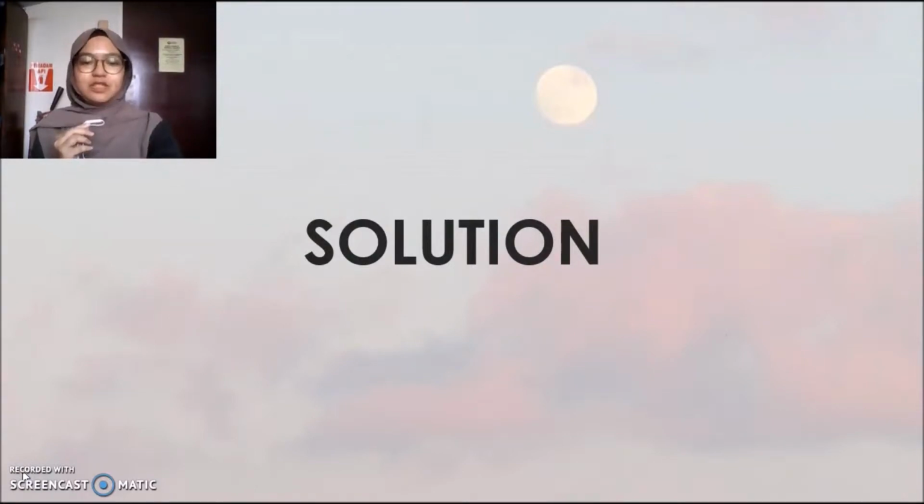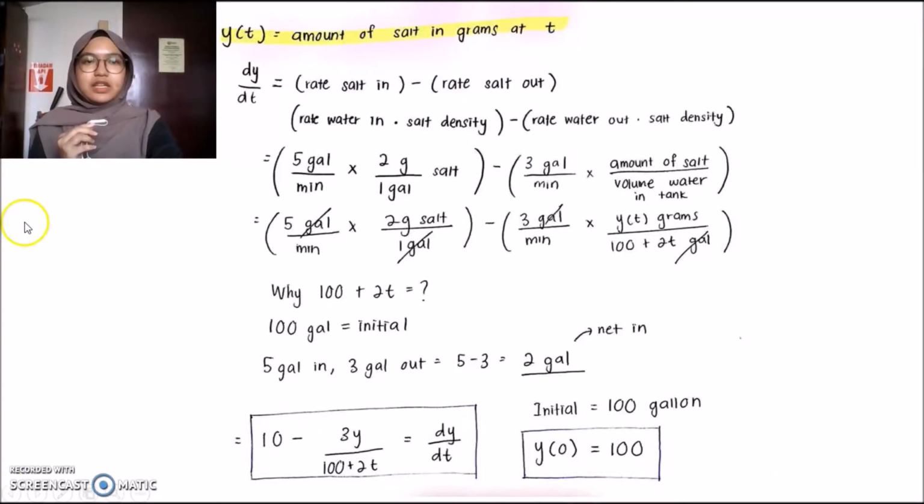Okay, so let me start with the solution. Firstly, we write the amount of salt in grams at time t as y, a function of t. So dy/dt is equal to rate of salt in minus rate of salt out, because in mathematics we use input minus output. The rate of salt in is the rate of water in times the salt density, minus the rate of water out times the salt density. So we substitute in the values from the question earlier: 5 gallons per minute and so on.